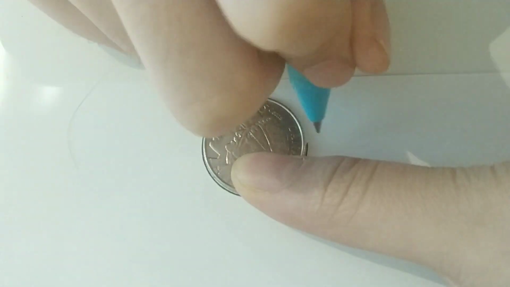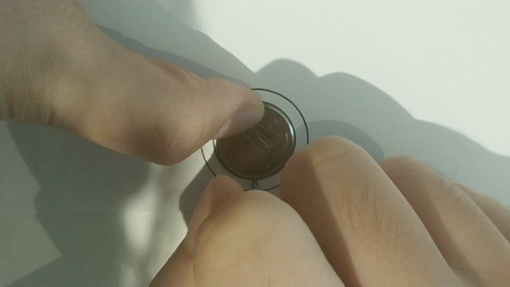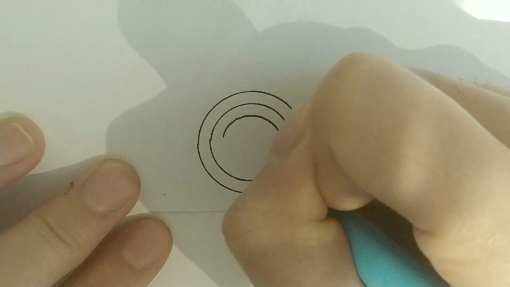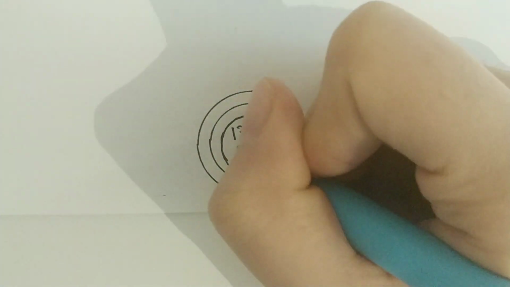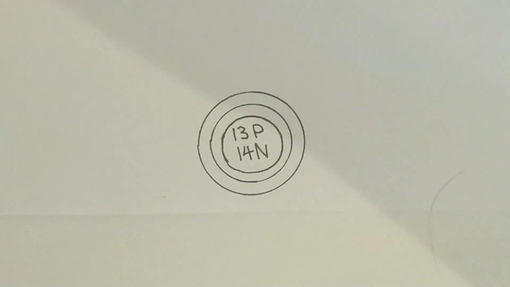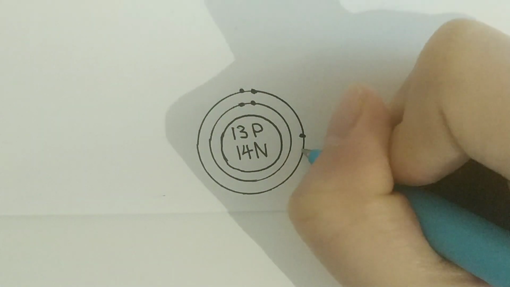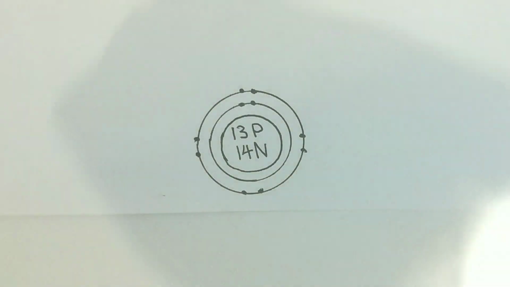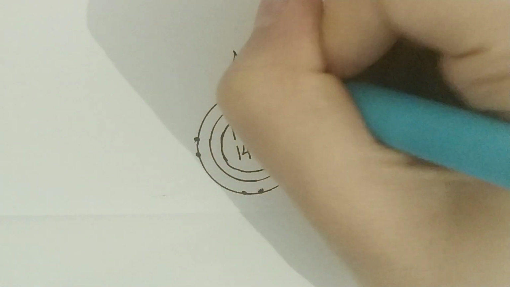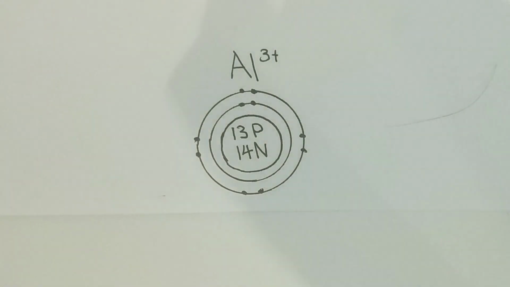The same as before, we draw the 2 electron shells that we need. Once we have the numbers, it is very easy to draw the Bohr diagrams. You just put the numbers you calculated before, 13 protons and 14 neutrons, represented by P and N. And then you draw the electrons. You have 1, 2, 3, 4, 5, 6, 7, 8, 9, 10 electrons. Do not forget to put the atomic symbol, which is Al, with a positive 3 charge represented by 3+.